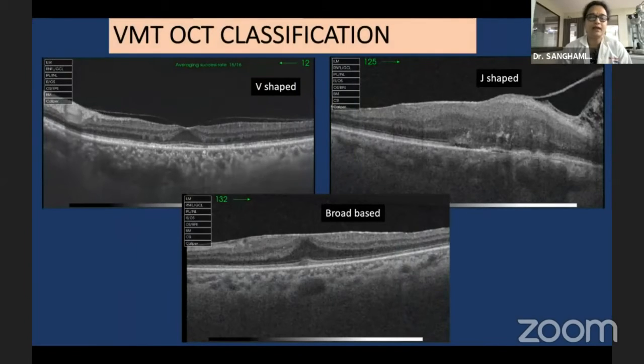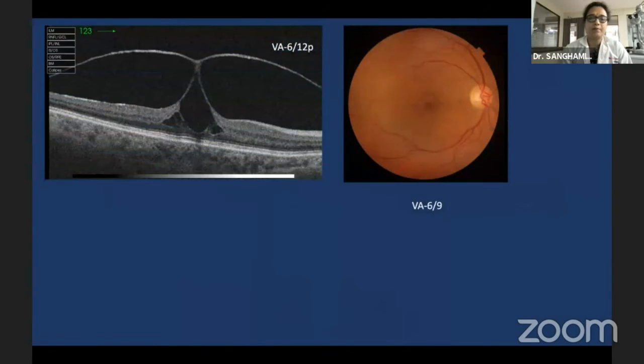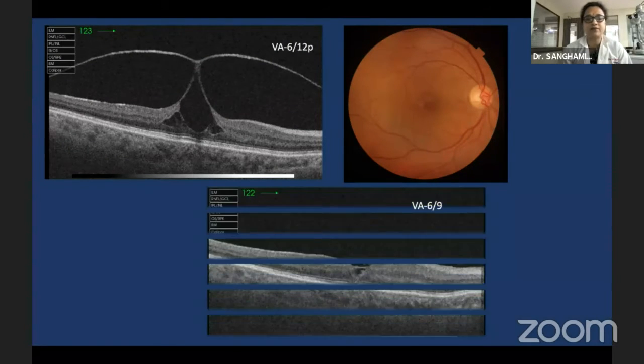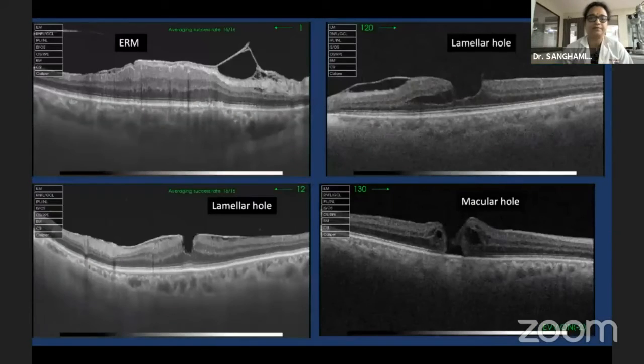The VMT OCT classification includes a V-shaped type where it's attached to the central macula, or a J-shaped type where it's attached to the optic nerve head, or a broad based type. Now this was one of our patients with tented VMT, who complained of gross metamorphopsia with a visual acuity of 6/12, underwent a vitrectomy and his vision improved to 6/9. So with this, we can explain to the patient about his condition and later follow up the patient and show him, and to our satisfaction, how successful we are with our surgery.